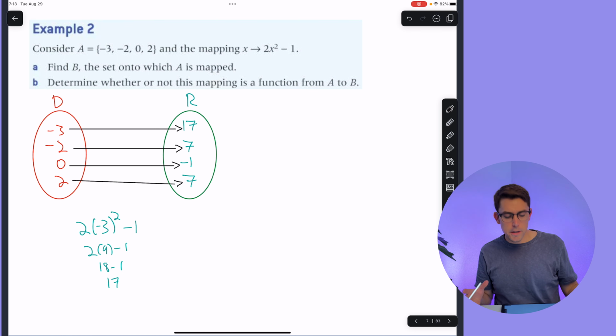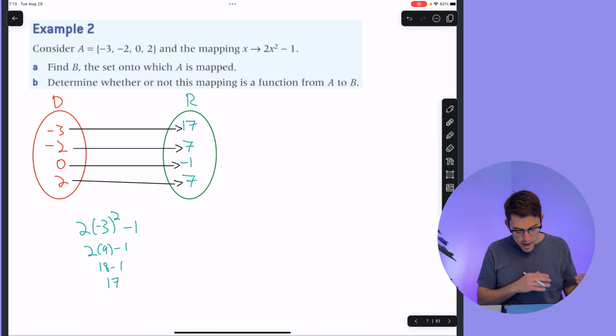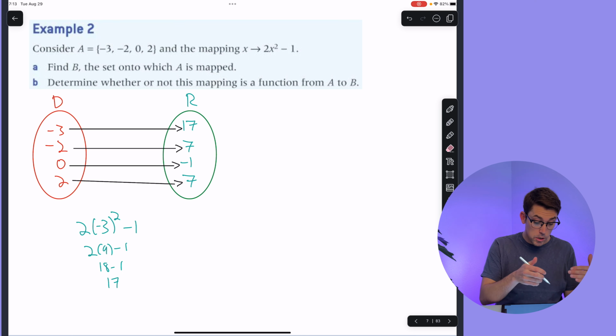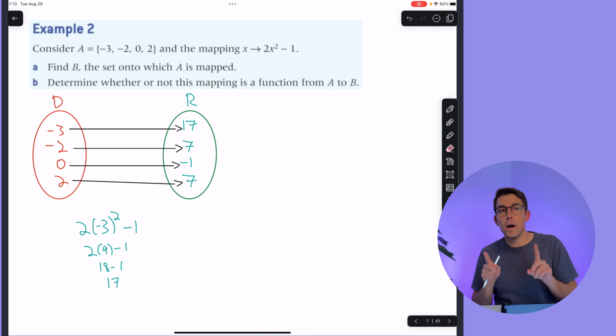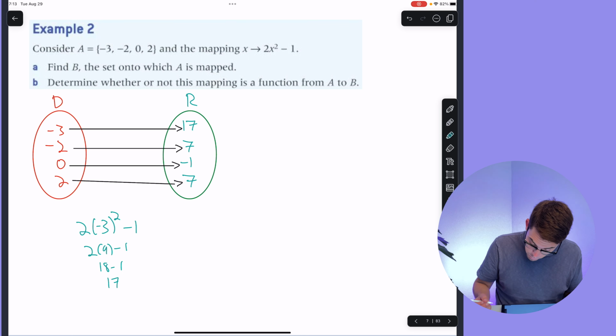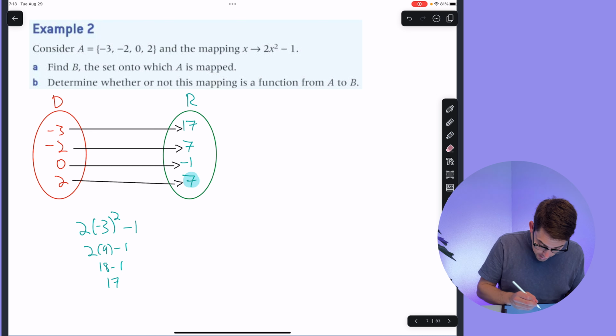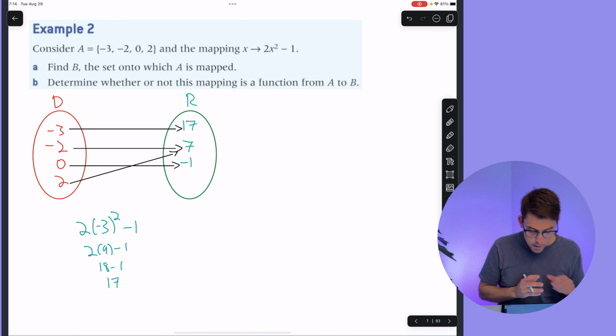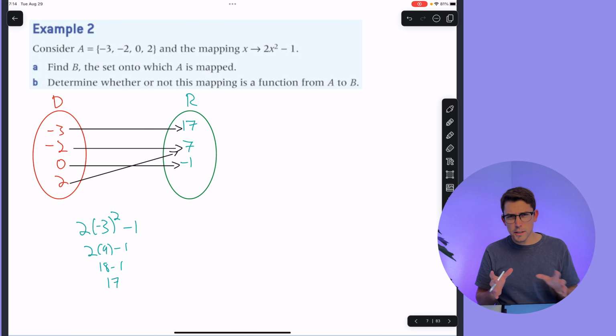Okay. What you might notice is that I have -3 to 17, -2 to 7, 0 to -1, and 2 to 7. Well, I have -2 and 2 mapping to the same value. So I have a many to 1 function in this one, because I have many inputs, in this case -2 and 2, mapping to 1 output, which is 7. So this is what's called a many to 1 function. And to simplify this, I can go ahead and erase this here. You're going to see that often. When you see that kind of crisscrossing motion in these diagrams, all that means is that you're having 2 different inputs mapping to the same output.